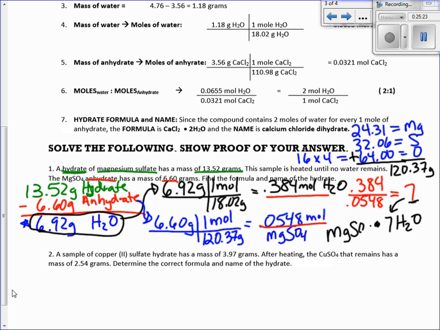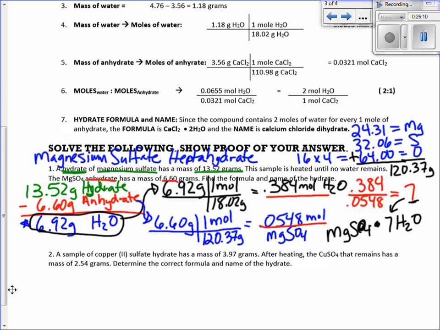Let me correct that 4 real quick. SO4. There we go. So to write out the name, since I've run out of space, I'm going to do it over here. This is magnesium sulfate heptahydrate. Okay? Magnesium sulfate heptahydrate. So it seems like a lot of work just to get one little number to put in front of the waters. That's the way it goes.